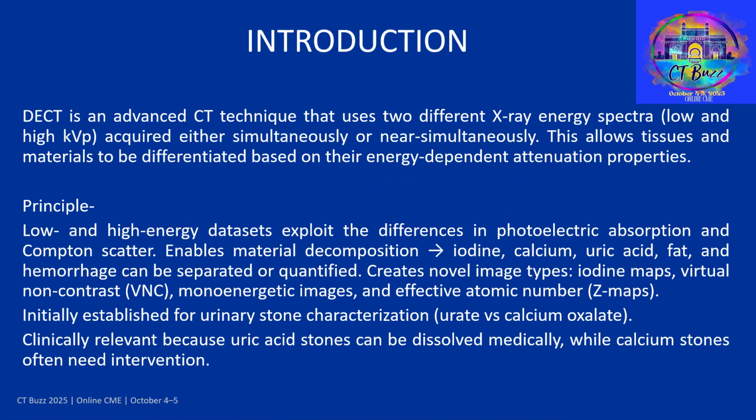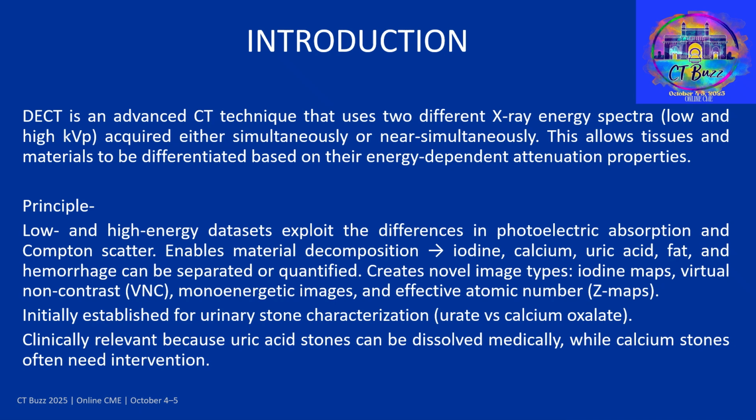Introduction. Dual energy CT is an advanced CT technique that uses two different X-ray energy spectra acquired either simultaneously or near simultaneously. This allows tissues and materials to be differentiated based on their energy-dependent attenuation properties. It is based on the principle that low and high energy data sets exploit the differences in photoelectric absorption and Compton scatter. It enables material decomposition like iodine, calcium, uric acid, fat, and hemorrhage to be separated and quantified.